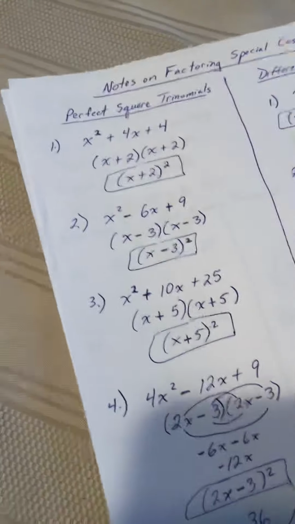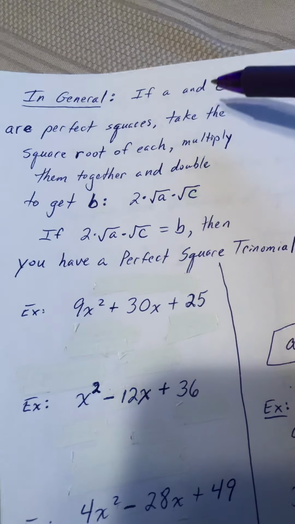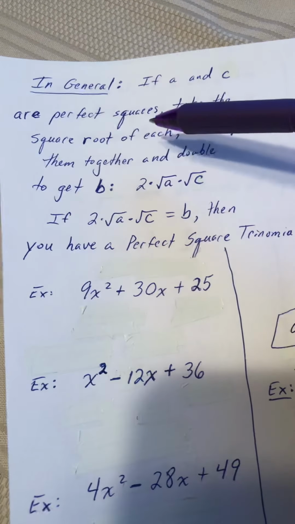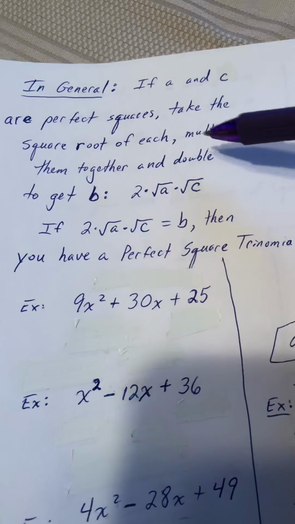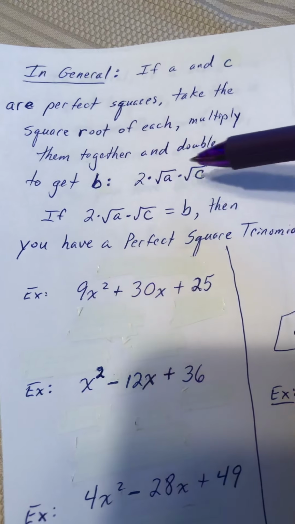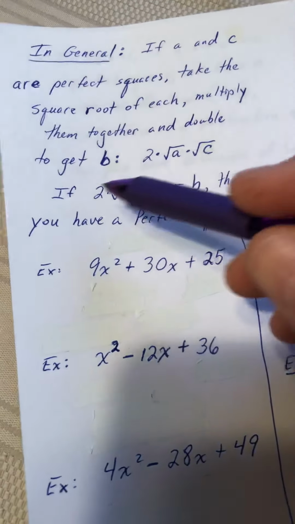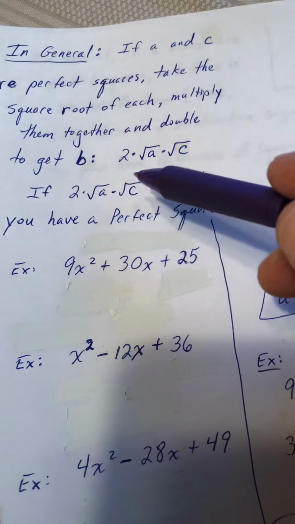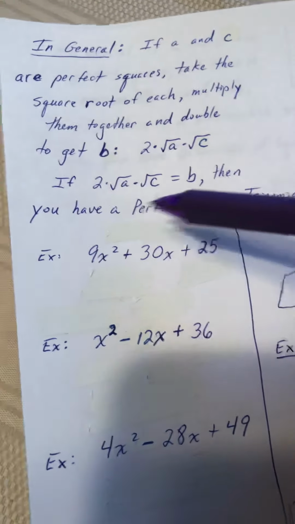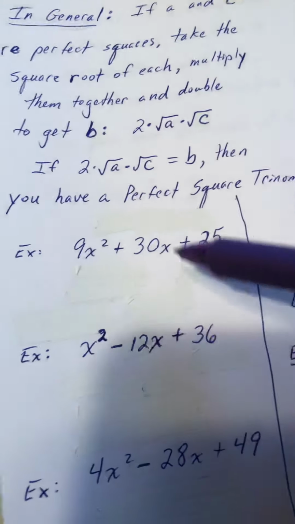All right. Now, more about noticing the patterns. Here it is. In general, if the A coefficient and C, the constant, are perfect squares, then take the square root of each, multiply them together, and double it to get the B number. So, if 2 times the square root of A times the square root of C equals B, then you have a perfect square trinomial.